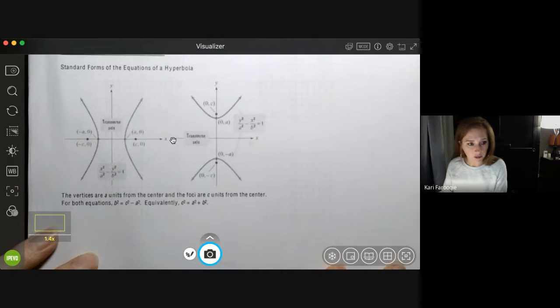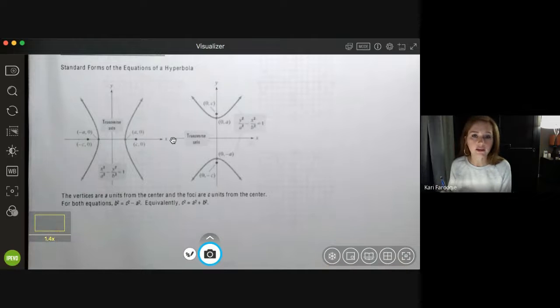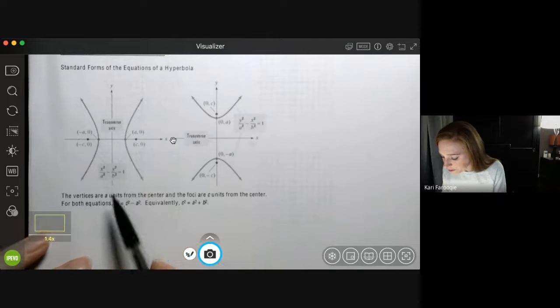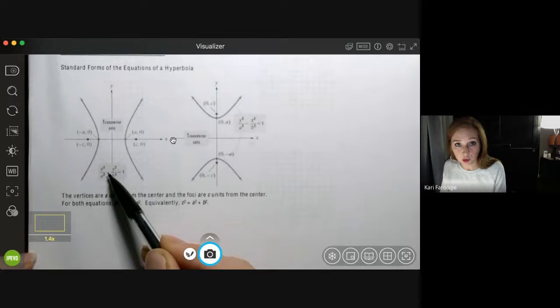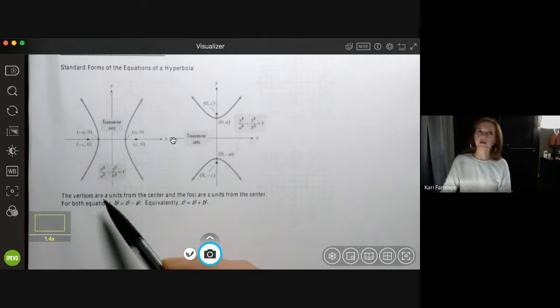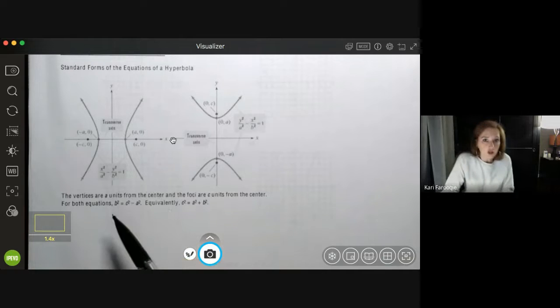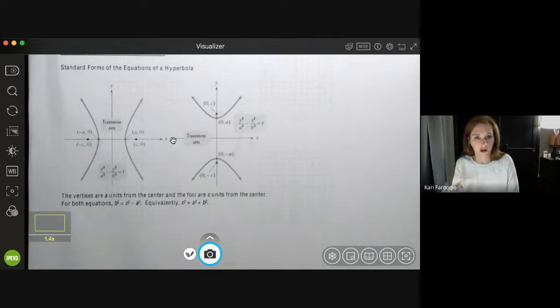Also, you're going to notice a big difference here in the way that the equations are written. For ellipses, we had a plus sign. For hyperbola, we have a minus sign in between these two terms. Another thing was that for ellipses, we usually listed them as x squared over a squared plus y squared over b squared equals 1, or x squared over b squared plus y squared over a squared equals 1. We usually just listed the x term first, and we just picked a to be the value that was the largest denominator. That's not the case here.